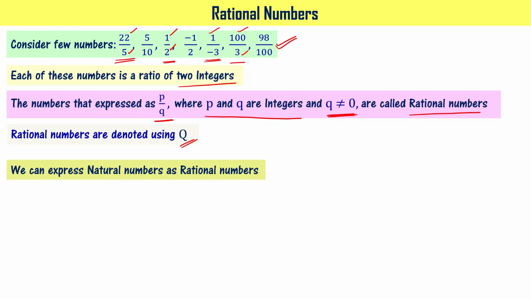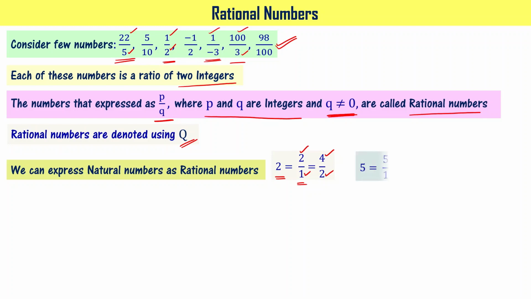Please note this, we can express natural numbers as rational numbers. When I say natural number, for example 2, 2 can be written as 2 by 1, right? 2 by 1 is equal to 2, right? 2 by 1 can also be written as 4 by 2, 6 by 3, 8 by 4, and so on, right? It means we could express a natural number like 2 as a ratio of two integers, 2 and 1, 4 and 2, or 6 and 3, right?